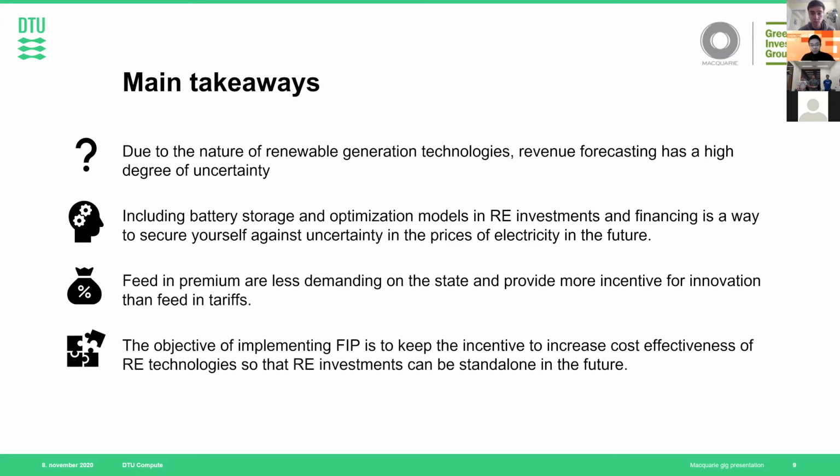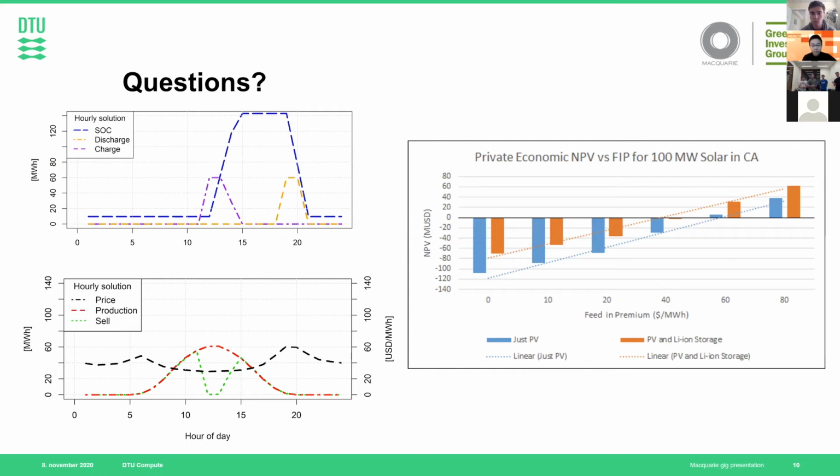So the objective of implementing feed-in premiums is to keep the incentive to increase the cost effectiveness of renewable energy technologies so that renewable energy investments can be standalone in the future. So thank you for listening, and we're opening up to questions.